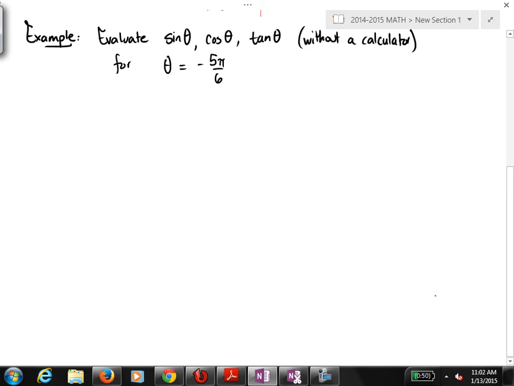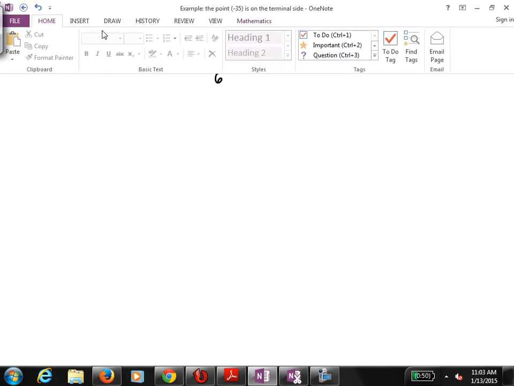It wants us, in this example, to evaluate sine of theta, cosine of theta, and tangent of theta, again without a calculator, for theta equals negative 5 pi over 6. Again, two types of problems: we either know where theta is or we don't know where theta is. This time, we know where theta is, so the first thing I would do is start sketching that.